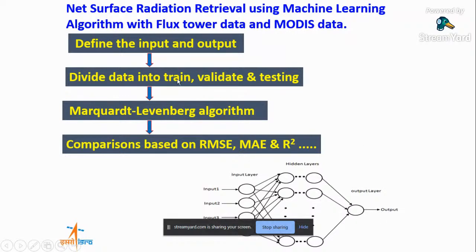For that, our flux tower data from the Sundarban region of West Bengal, near Kolkata, is divided into three different data sets: a training data set, a validating data set, and a testing data set. For training, I think 70% of the data is used, and the rest 30% is used for validating and testing the model. The algorithm we have used, as shown here, is the Levenberg-Marquardt algorithm, and we have computed some statistics and compared with the ground-based measurements how well our model captures the estimated net surface radiation.